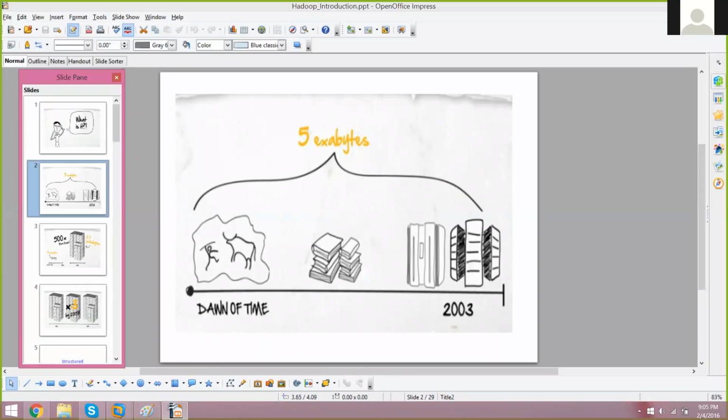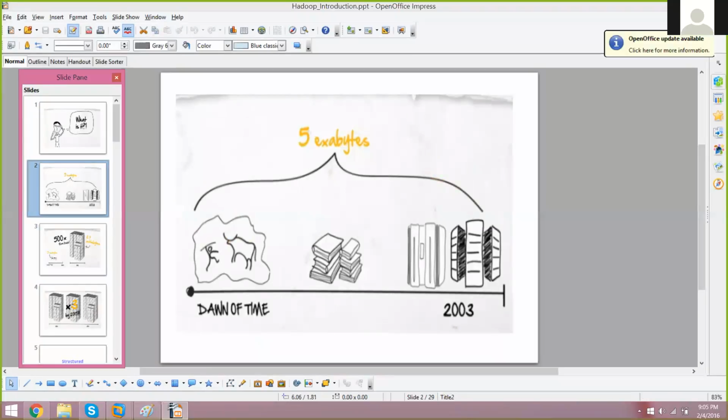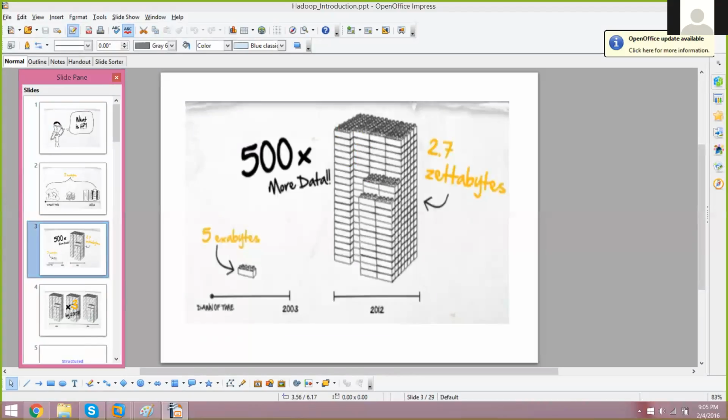Yes. So if you see before 2003, from the starting point of the computer, maybe the 1970s or 80s, around 20 to 30 years time, the total data worldwide is 5 exabytes. After that, from 2003 to 2012, within 10 years, the data increased 500 times over those 5 exabytes. That means totally 2.7 zettabytes of data worldwide, approximately.